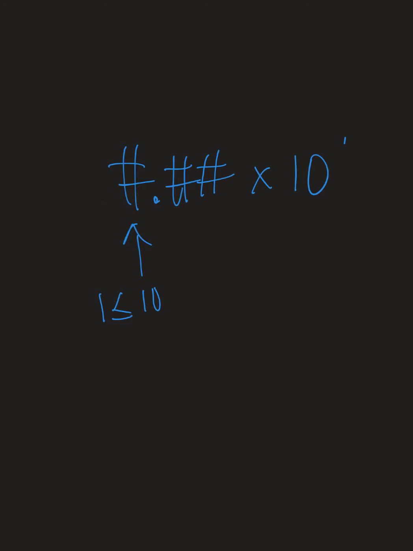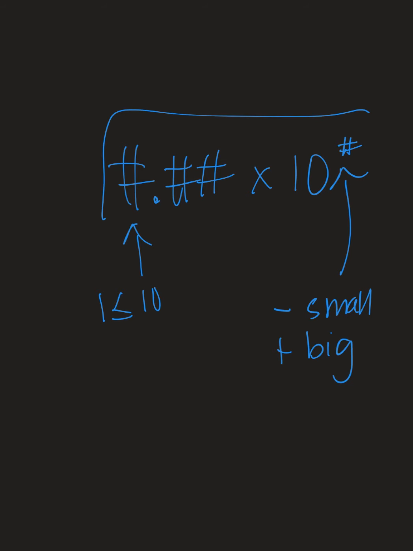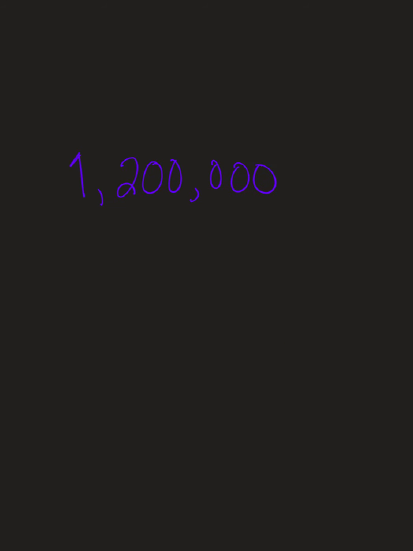The general format for scientific notation is a number, decimal, any other numbers happen here, remember, between 1 and 10, times 10 to the power of another exponent. Negative is small, positive is big. Okay, so this is our general format. Let's take a look at some examples.